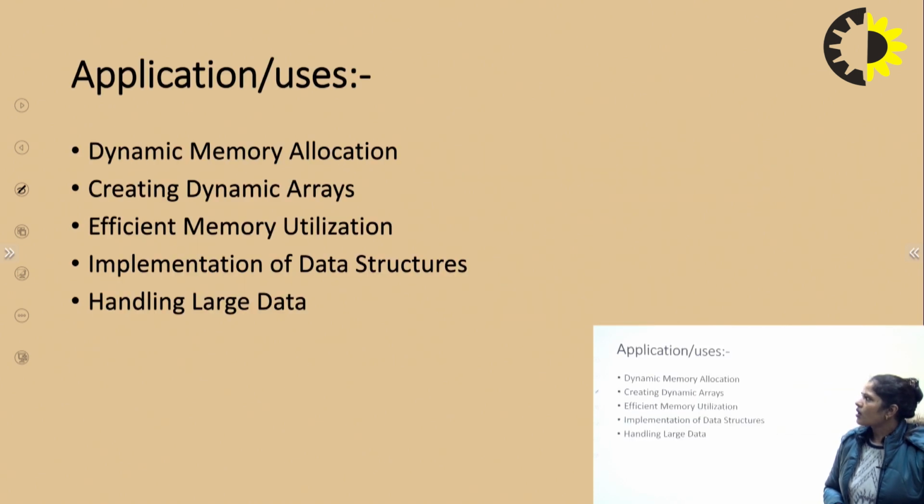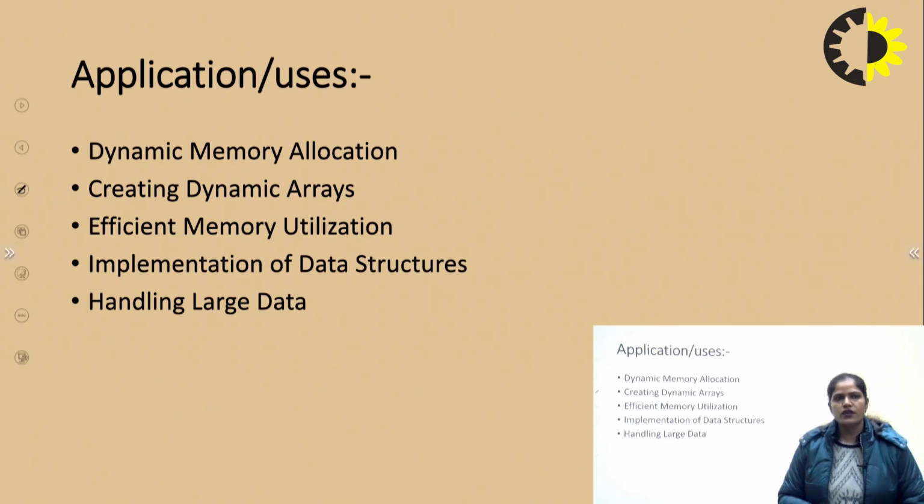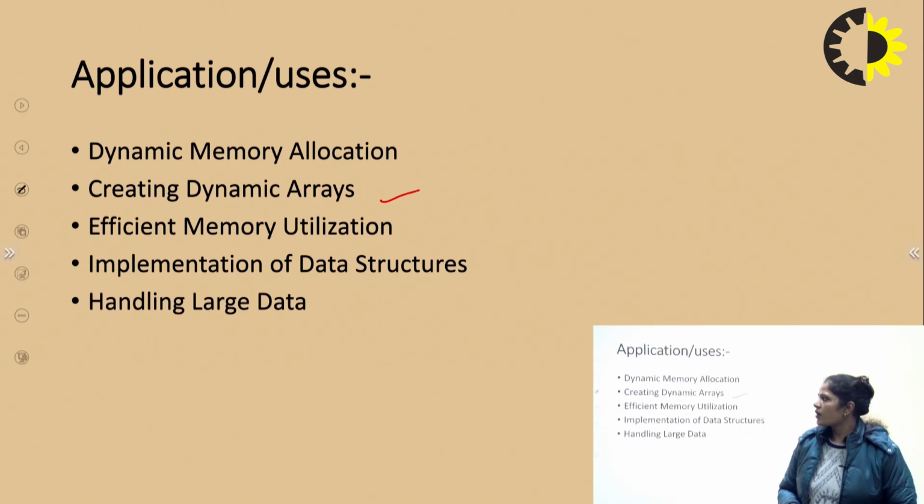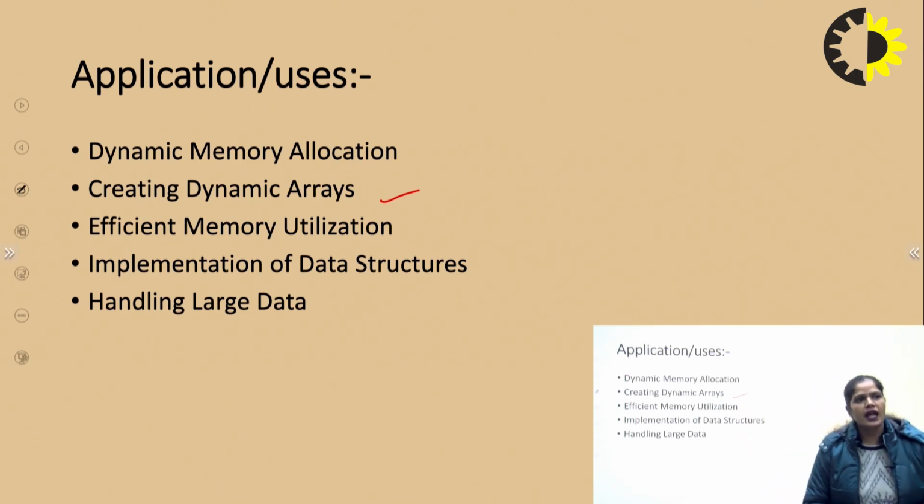Next we will talk about the application uses of the malloc function. The malloc function is most widely used to implement dynamic memory allocation, because it provides enough space at runtime, or execution time, whenever I require it, right? It is also most widely used in creating dynamic arrays.